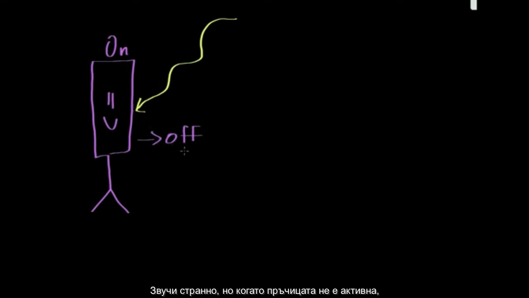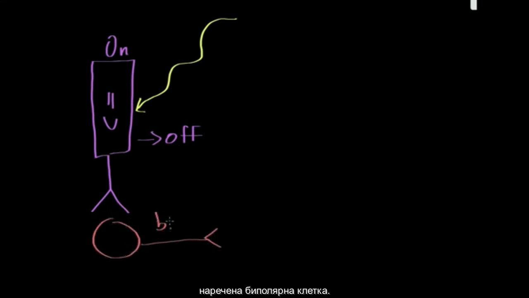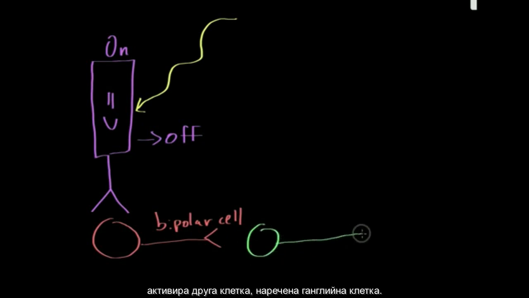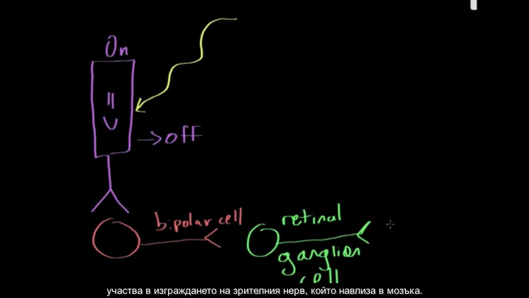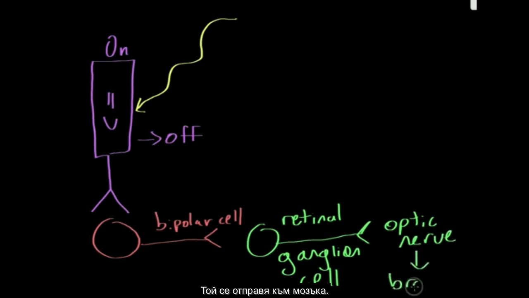When the rod is turned off, in a weird way, it actually turns on this other cell over here, which is called a bipolar cell. So by the rod turning off when it's exposed to light, it turns on a bipolar cell. And the bipolar cell, in turn, turns on another cell called a retinal ganglion cell. This retinal ganglion cell goes into the optic nerve, and then enters the brain.